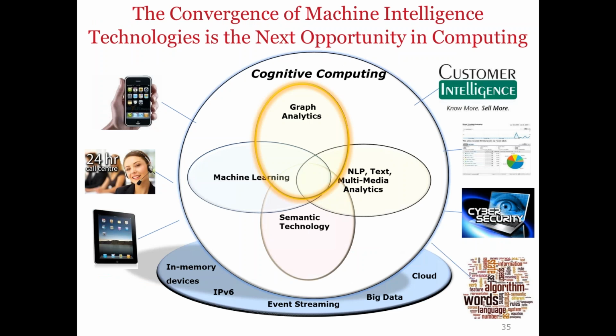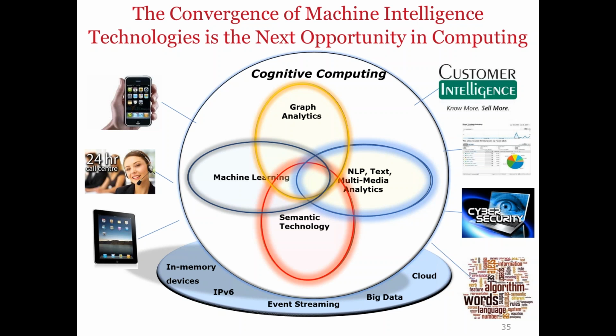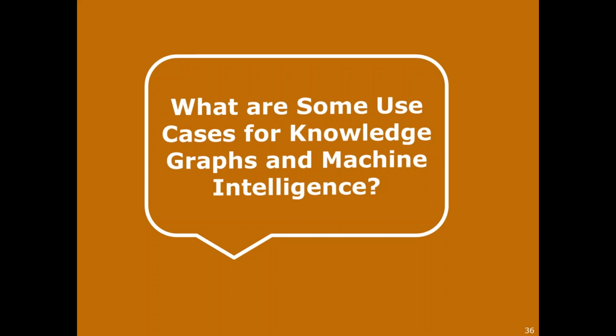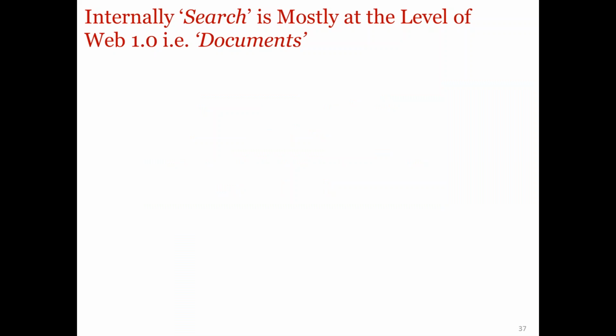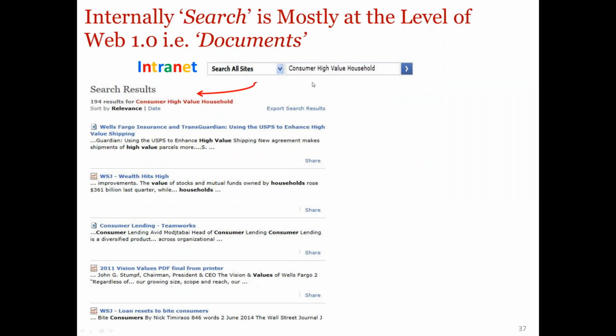Graph analytics, natural language processing, semantic technology, machine learning, this is all where the puck is going to be over a big data infrastructure. So what are some of the use cases for knowledge graphs and machine intelligence? So let's look at search. In most intranet sites, we might ask, what is a consumer high-value household? But typically what we'll get back is a bunch of documents that might have these as part of the tags in the name, but without getting back the definition.